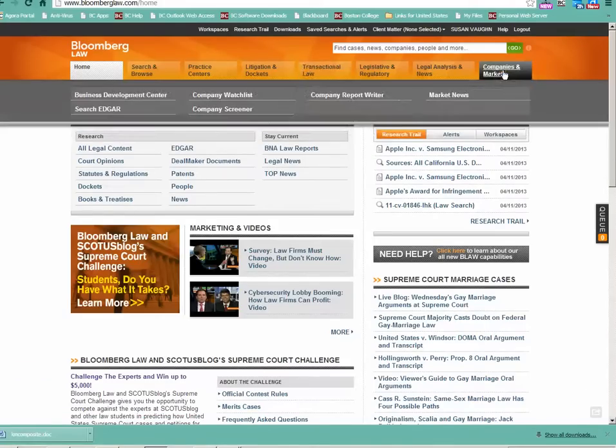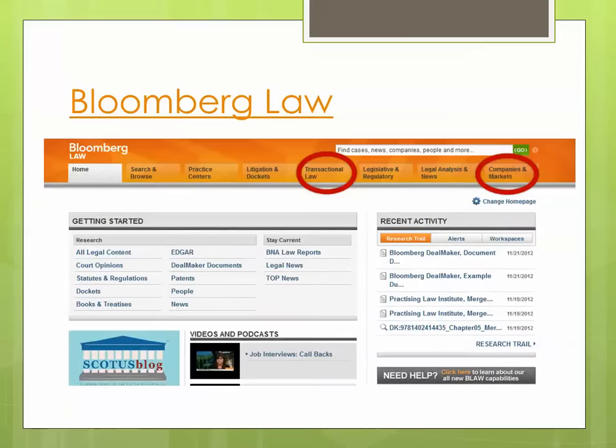Under companies and markets, again, we can search Edgar. We can also get a little more company information in this tab. So those are the 2 tabs that you would most likely be in if you were looking for company information or model forms on Bloomberg Law.